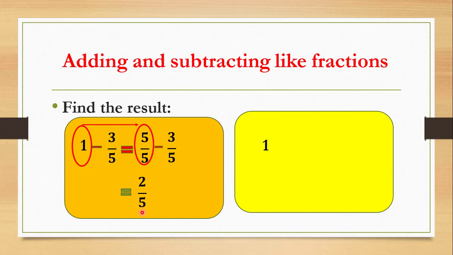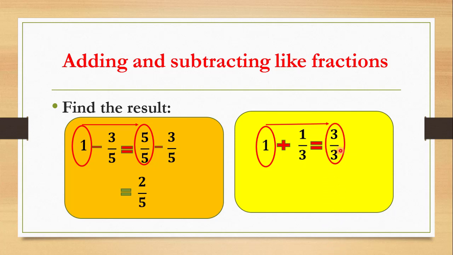Let's take another one. 1 plus 1 over 3. To add or subtract, we should have the same denominator. Where is the denominator here? There is no denominator, but we said before we can write 1 as a fraction with the same top and bottom number. In this case, I'll choose 3 because the bottom number here is 3. So I write 1 as 3 over 3.